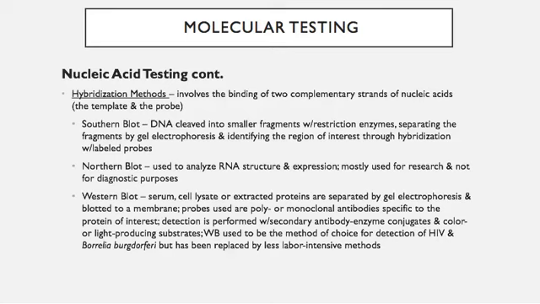Western blot, you've got a patient serum, a cell lysate or extracted proteins that are separated by gel electrophoresis and blotted to a membrane. The probes used are polyclonal or monoclonal antibodies specific to the protein of interest. Then detection is performed with secondary antibody enzyme conjugates and color or light producing substrates.